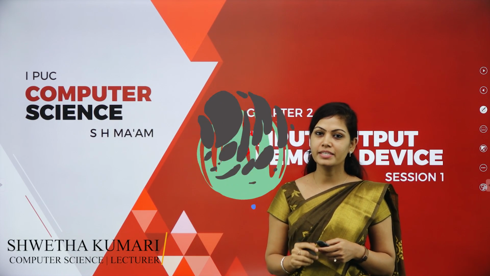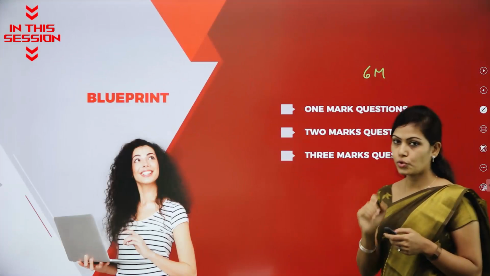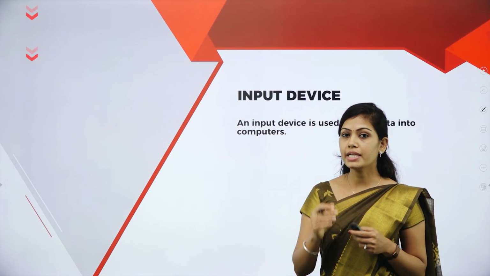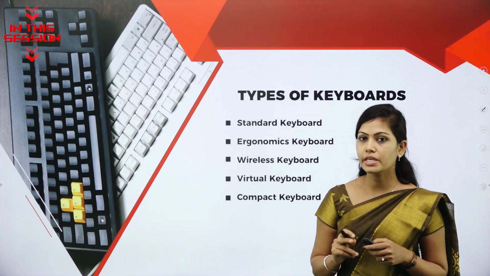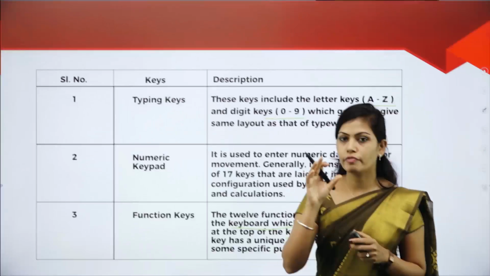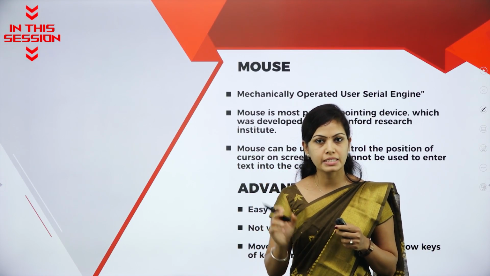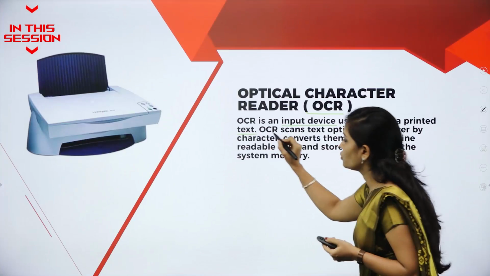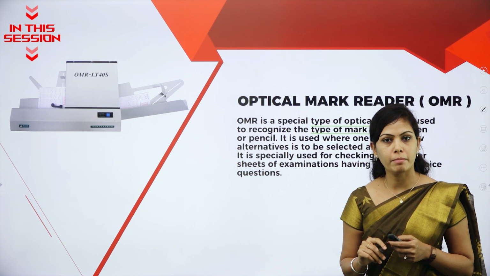Today I am going to present a new chapter called Input, Output and Memory Device. So totally you will get 6 marks in this chapter. The process of entering data into the computer is called the input unit. Next we'll see the types of keyboard. So we have 12 function keys. What is a mouse? It works more like a photocopy machine. It is used to read printed text when we are using this OMR.